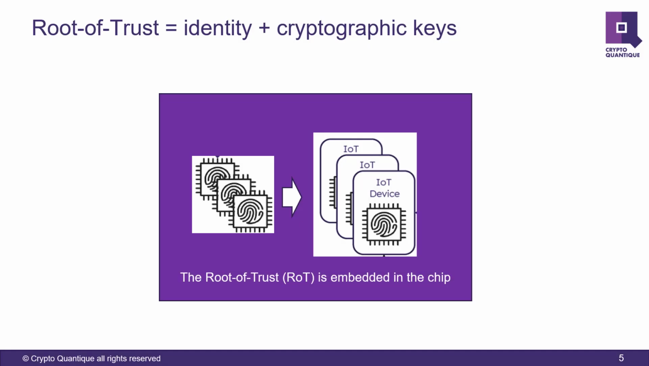As I described in the previous slide, to have security in your connected device, there are two fundamental things you need: a unique identity and some cryptographic keys. It is those two entities that provide you with a root of trust. The fundamental function of the root of trust is to provide unique identity and then to be able to prove that identity. And the proof is done through cryptographic keys.